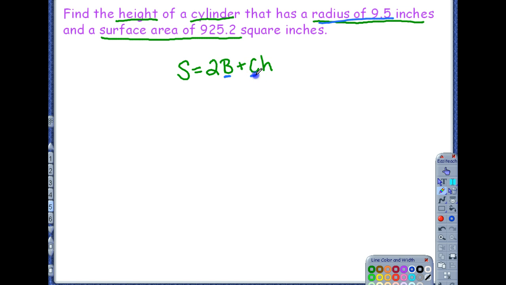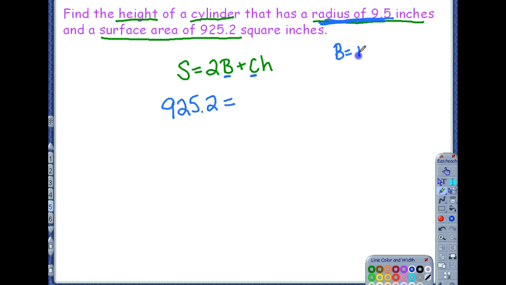Do they give us the circumference? You got to find it, but we can. But they do give us the surface area. So let's start. We're going to write our 925.2 is equal to, now let's go ahead and find those pieces. The area of the base.